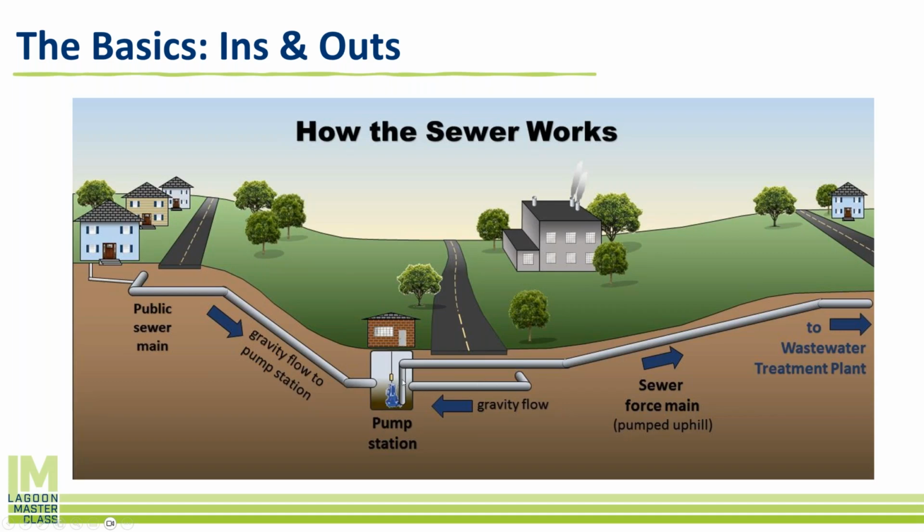If at any point the wastewater needs to go uphill, the municipality will use a pump station and a force main. And a force main is just a fancy word for a pressurized pipe, where this pump pressurizes it and pushes water up and over a hill or potentially multiple hills to an eventual wastewater treatment lagoon.